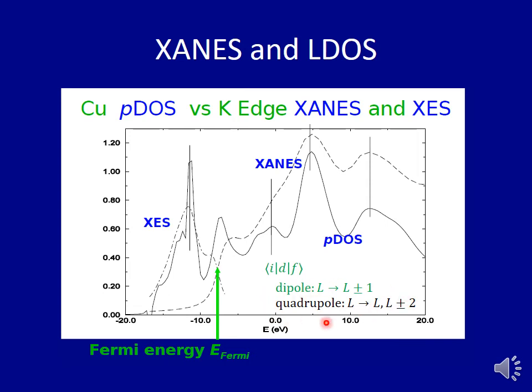Like I said, right near the edge or in the pre-edge, you can have quadrupole excitations where you go from L to L plus or minus 2 or to L. And this can be particularly important in D or F state systems, where if you're going from a K edge, you may have a very large density of states right near the pre-edge that corresponds to a large peak in the D states. And if you can go from L to L plus or minus 2, then that will show up as a small peak there.